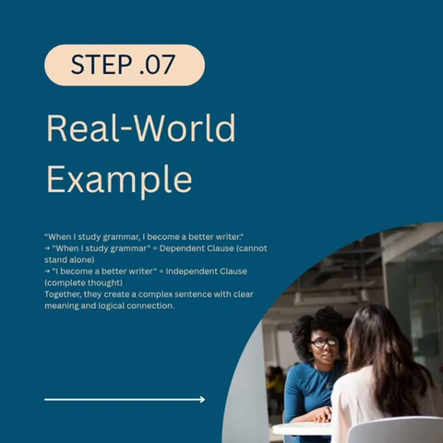Now, this slide explains how to form a complex sentence using a real world example. The sentence is, "When I study grammar, I become a better writer." Here, "when I study grammar" is a dependent clause because it cannot stand alone and needs the rest of the sentence to make complete sense. "I become a better writer" is an independent clause because it expresses a complete thought by itself. When you join a dependent clause with an independent clause, it creates a complex sentence that shows a clear cause-effect relationship and gives the idea a logical connection.